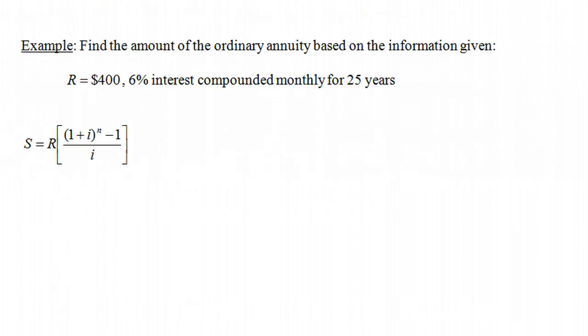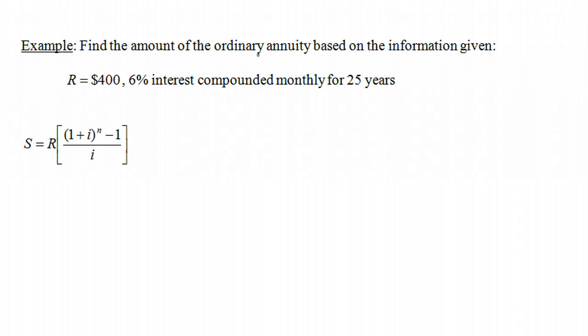Okay, let's do an example. It says find the amount of the ordinary annuity based on the information given. R is 400, so that's the payment that you're making each time. We have 6% interest compounded monthly for 25 years. Now notice one thing it did not tell you. It didn't tell you how often you are making this payment. Are you making this payment twice a year, once a year, 12 times a year, 365 times a year?